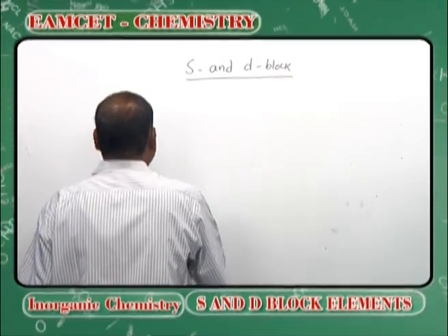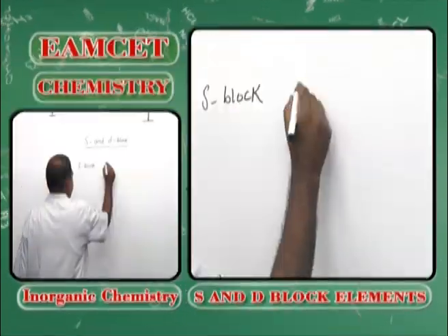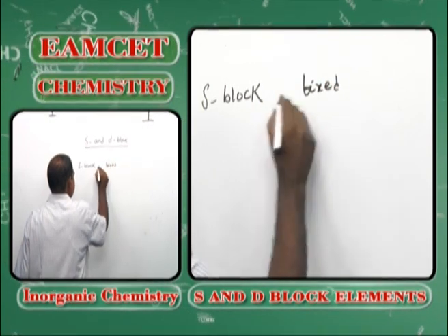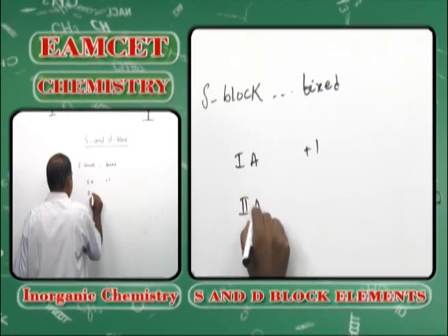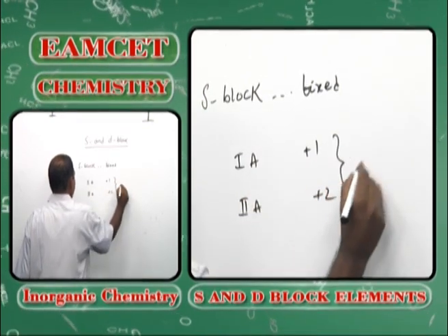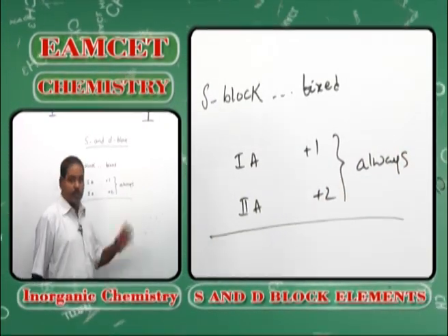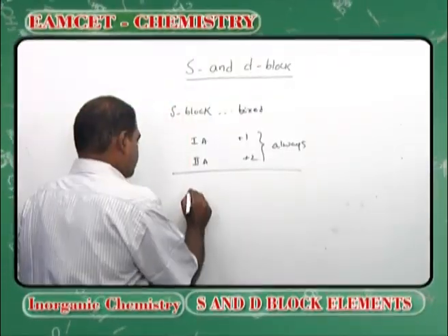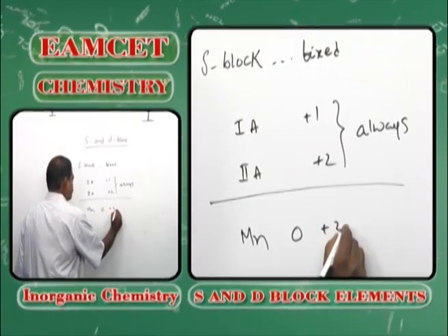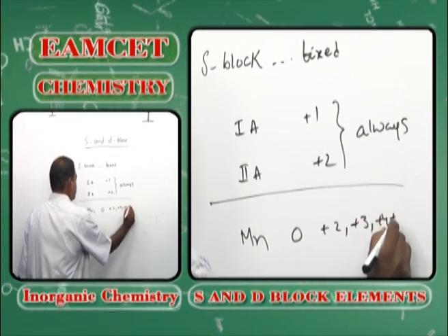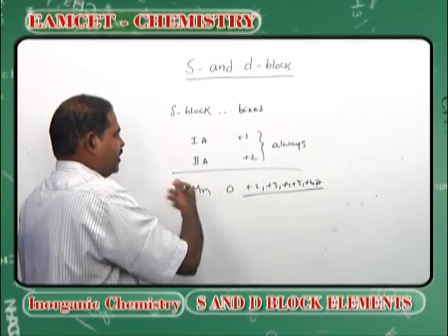S block elements have fixed oxidation states. We discussed this many a time. S block elements have fixed oxidation states. 1A elements always plus 1, 2A elements always plus 2, fixed always. What about D block? They have a host of oxidation states. Manganese, for example, anything between 0 to plus 7: 0, plus 2, plus 3, plus 4, plus 5, plus 6, plus 7. So, there are so many oxidation states.